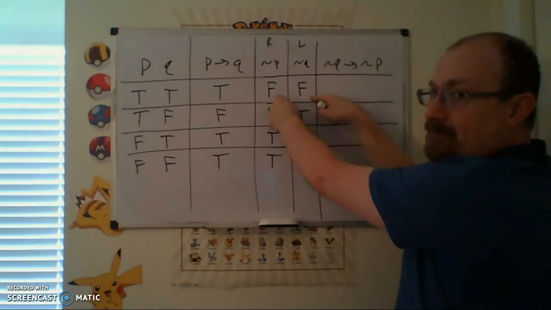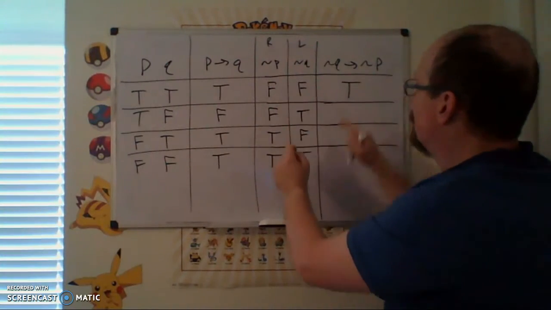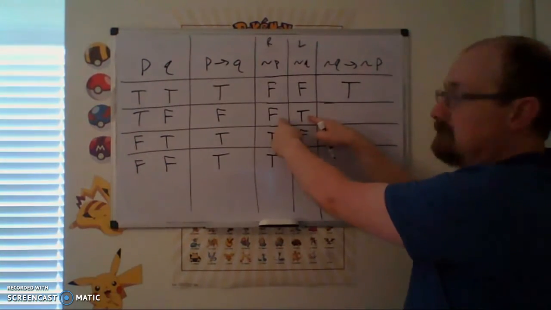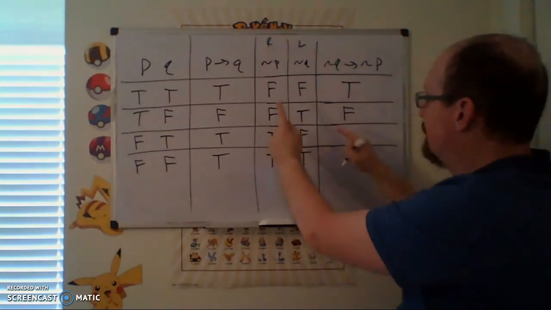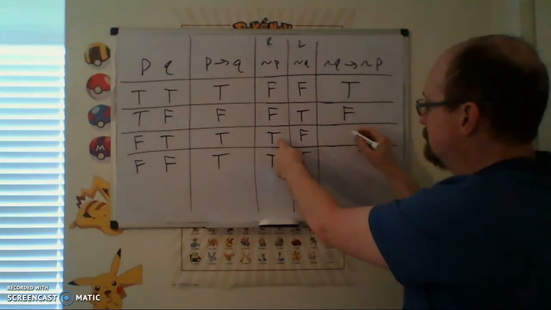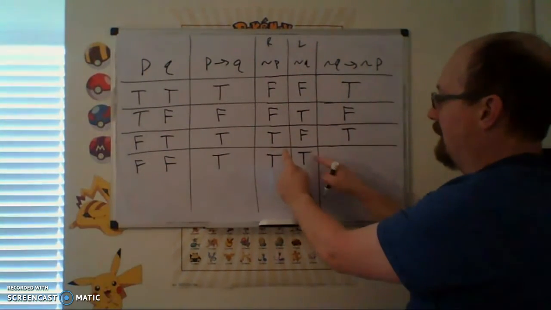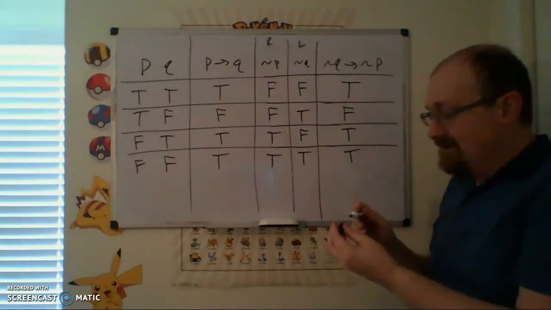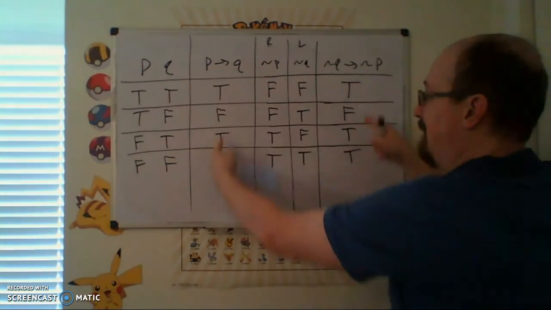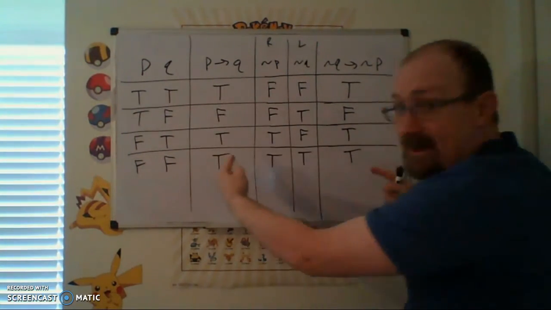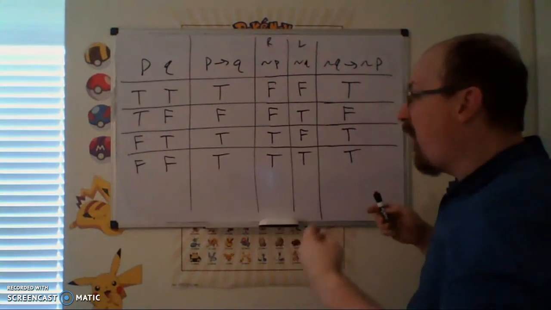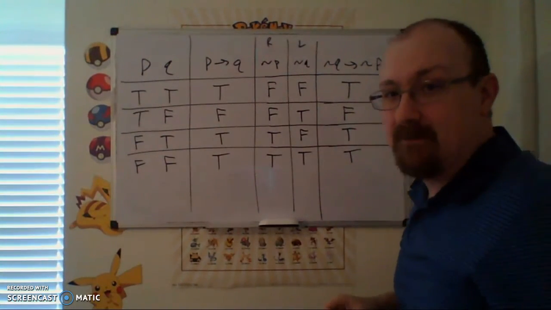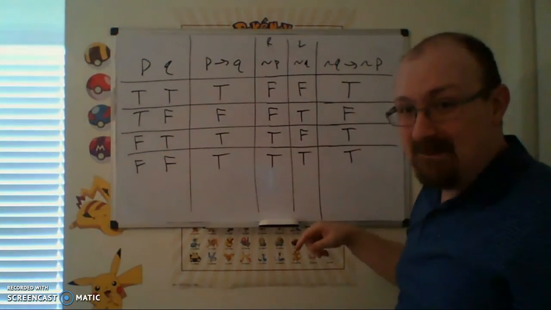False implies false. That's true. True implies false. That's false. False implies true. It's true. And then true implies true. That one is true. So now, if we compare these 2 columns, lo and behold, they are in fact equivalent to each other because they match up exactly.